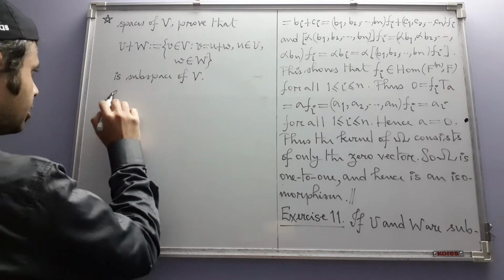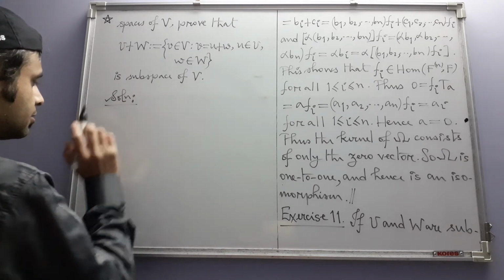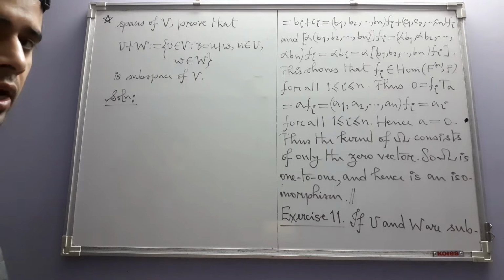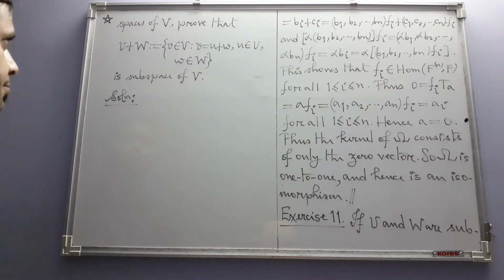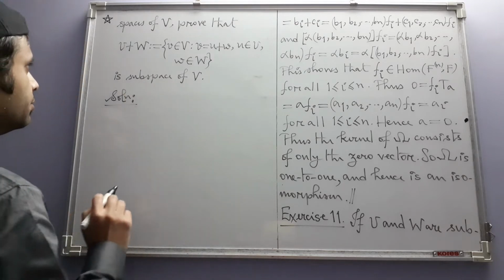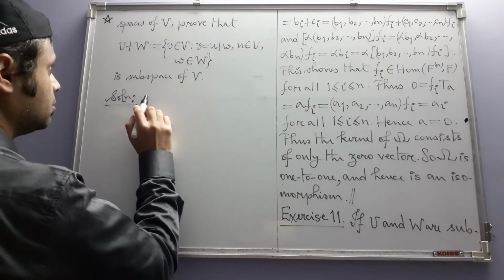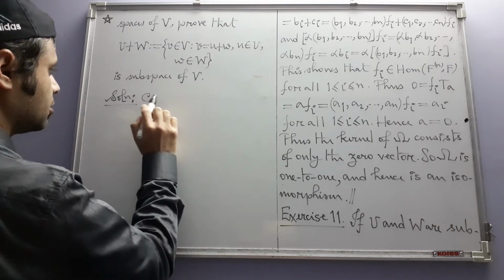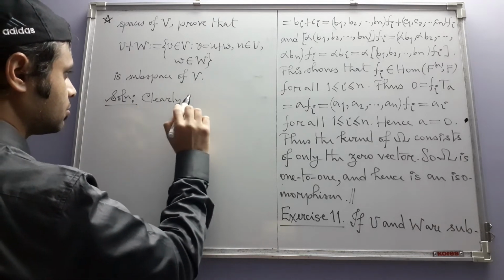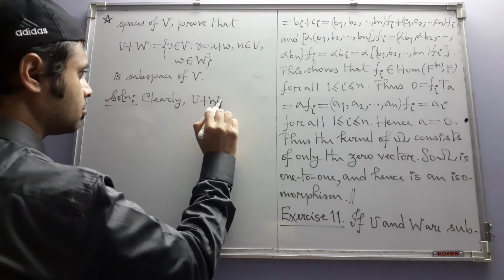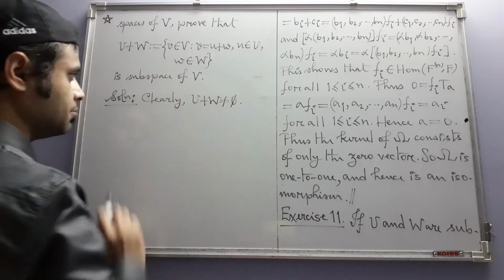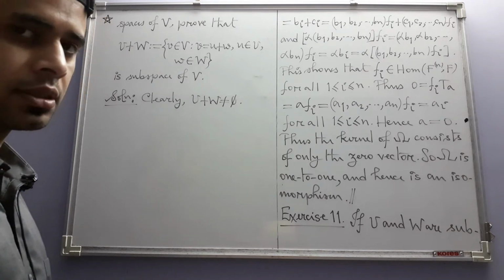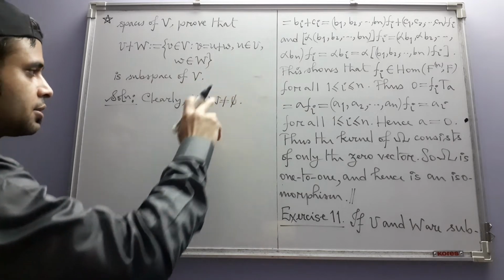It's very easy. You can apply that criterion for a non-empty subset in a vector space to be a subspace. Either you can do that or you can do something else also. Let us first go the easy way, the way we know. Clearly this is non-empty, because U and W are non-empty subsets of V, being subspaces themselves. So by the definition of this sum, it's also non-empty.